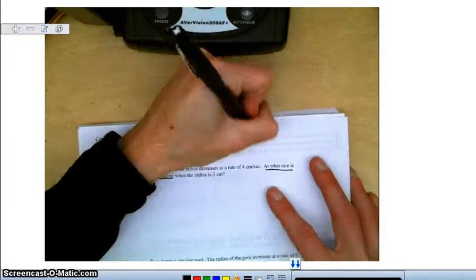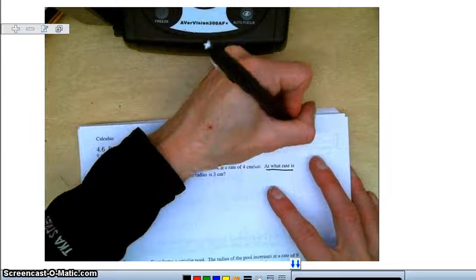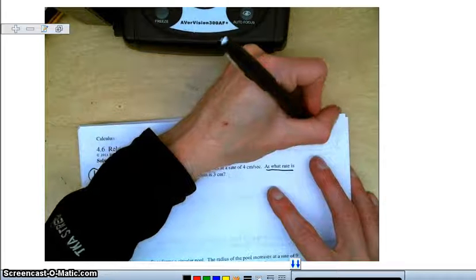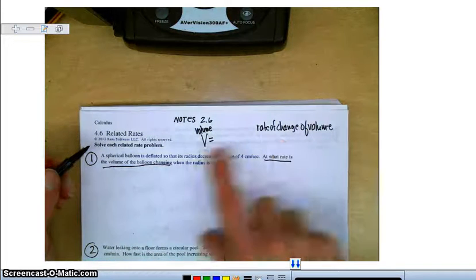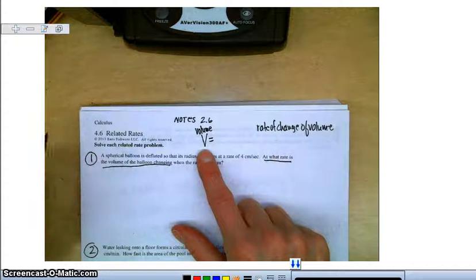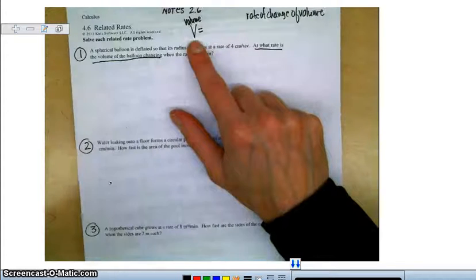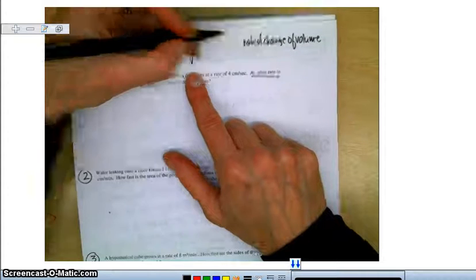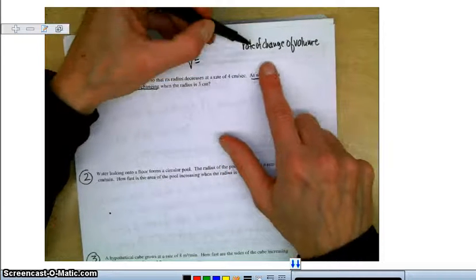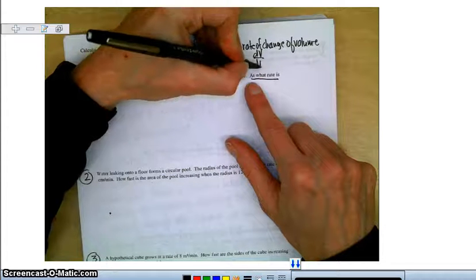The rate of change of volume, and this is important, so you might want to make sure you're writing the words down. The rate of change of volume is the derivative of V in terms of t. That's what the steps say. When you're finding the derivative, it's always in terms of time. So the derivative of volume in terms of time, the variable that represents the rate of change of volume, is dV over dt.